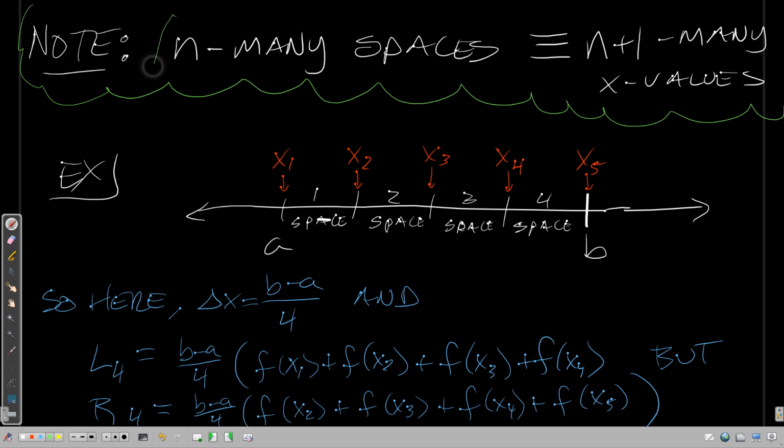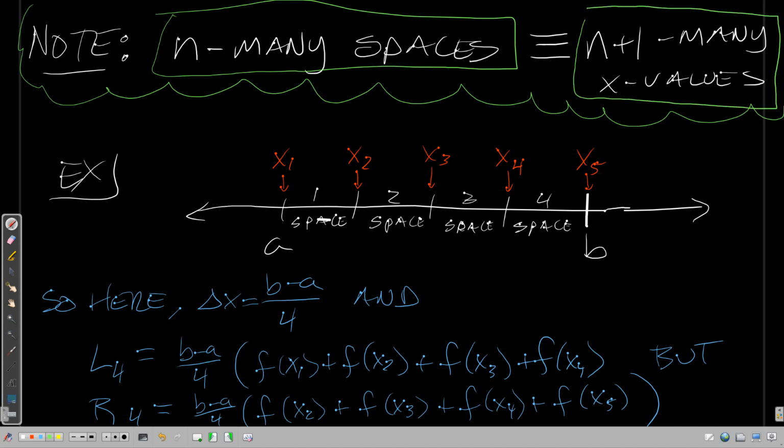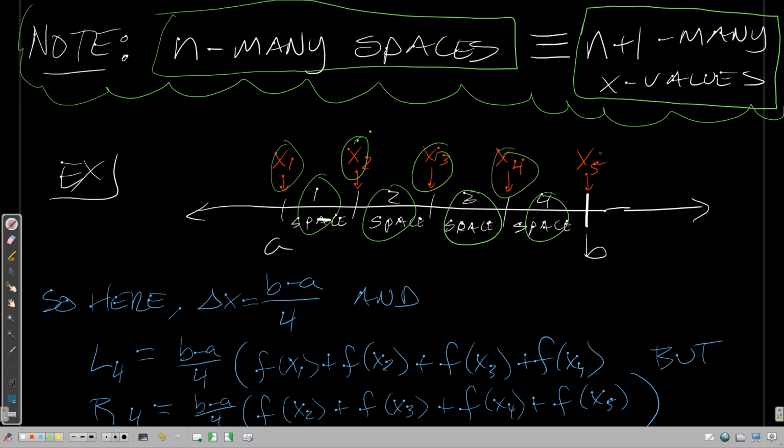If I have a line and I carve it up into n many spaces, then I'm going to have one more of the little endpoints than I have spaces. Here's a diagram. Here I have 4 spaces. 1, 2, 3, 4 spaces. You make 4 spaces, then you're going to have 5 endpoints. It's because the first endpoint goes with the first space, and the second endpoint goes with the second space, and third endpoint with the third space, and so on. And when you get to the last space, there's still one more endpoint.